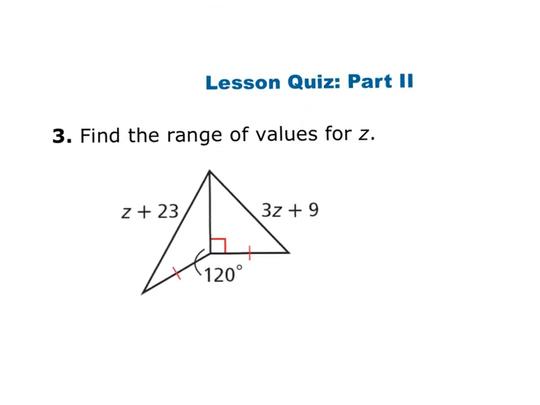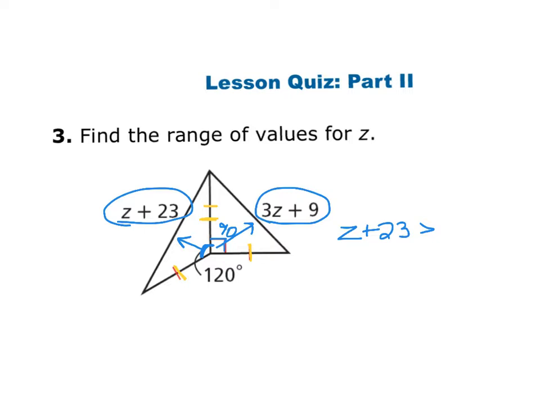And part 2, find the range of values for Z. So if I look in this diagram here, I've got one pair of sides that's congruent. I've got another pair of sides that's congruent. This is a right angle, which means it's 90 degrees, and this in here is 120 degrees. So I know the side opposite the 120, which is Z plus 23, is going to be larger than the side opposite the 90 degrees, which is 3Z plus 9.